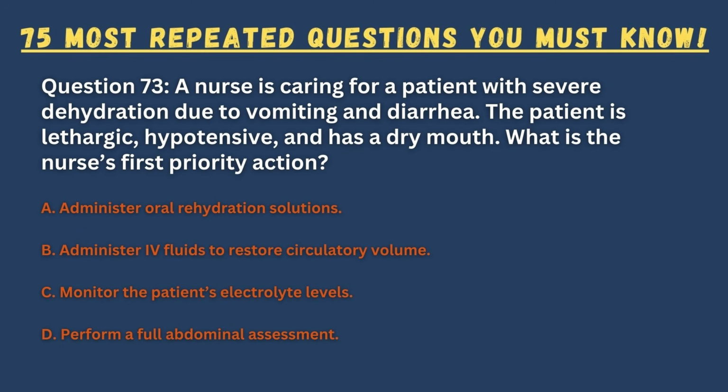tissue damage. Question 73. A nurse is caring for a patient with severe dehydration due to vomiting and diarrhea. The patient is lethargic, hypotensive, and has a dry mouth. What is the nurse's first priority action? A. Administer oral rehydration solutions. B. Administer IV fluids to restore circulatory volume. C. Monitor the patient's electrolyte levels. D. Perform a full abdominal assessment.